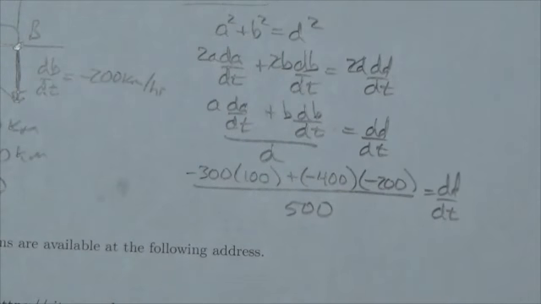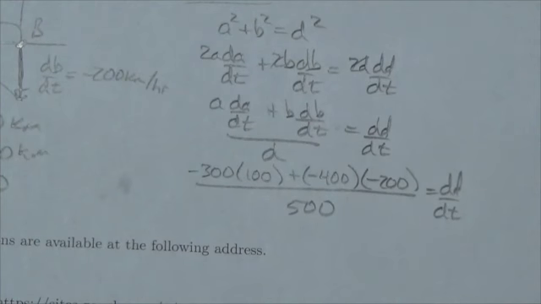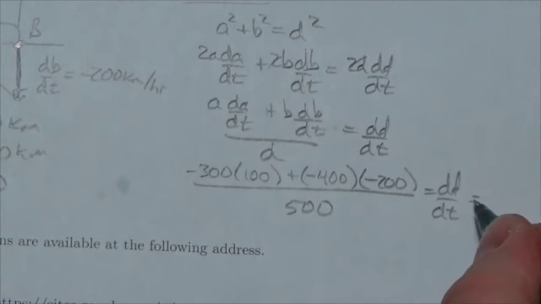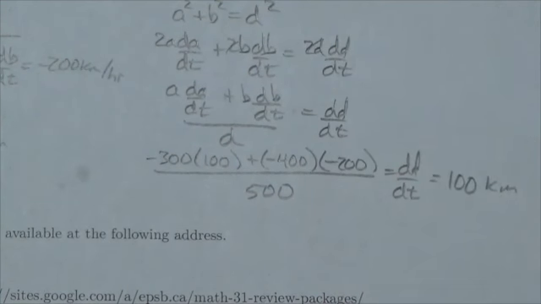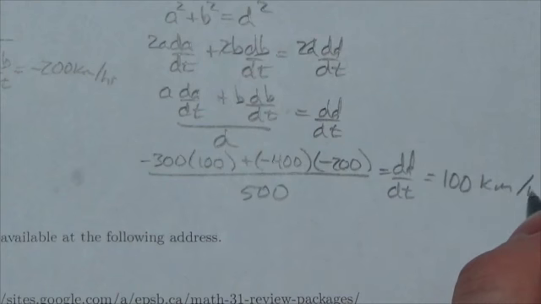Now I just have to work that all out. In brackets, the numerator will be negative 30,000 plus 80,000, and I'll divide that by 500. It really easily simplifies down to 100 kilometers per hour. And there you go.